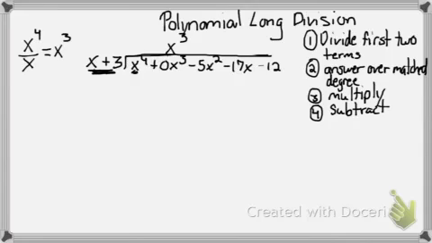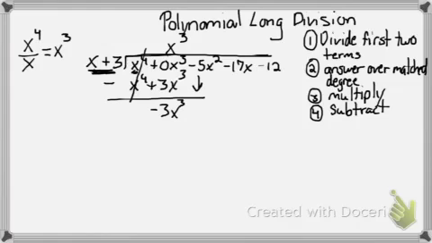X cubed times x will give me x to the 4th. I write it under here. X cubed times 3 gives me plus 3x cubed. And then step 4 is to subtract. So when I subtract this whole thing, the x to the 4th minus x to the 4th cancels. 0 minus 3 will give me negative 3x cubed. And then bring down the next term. Then do the steps all over again.